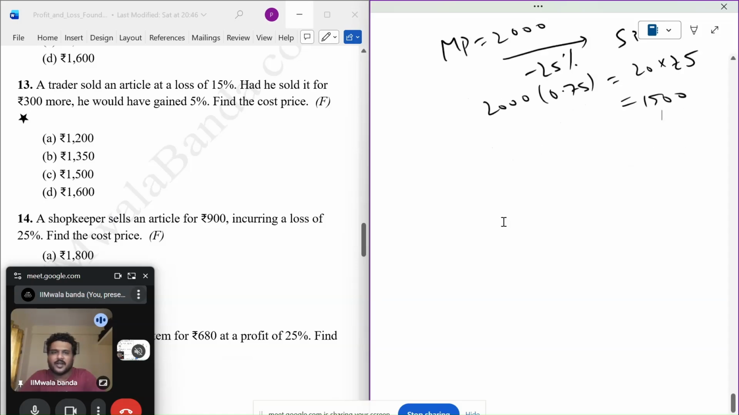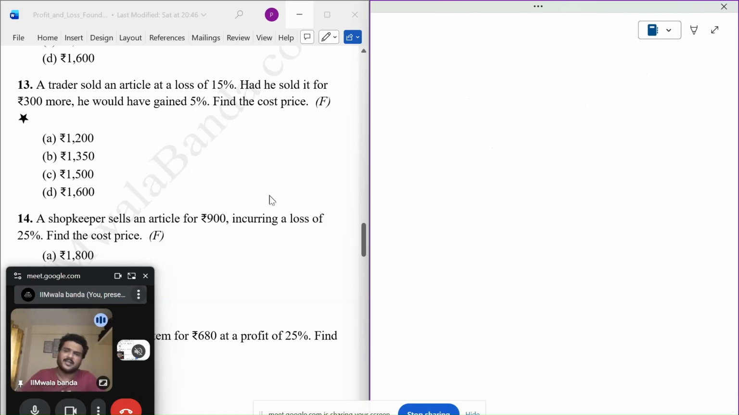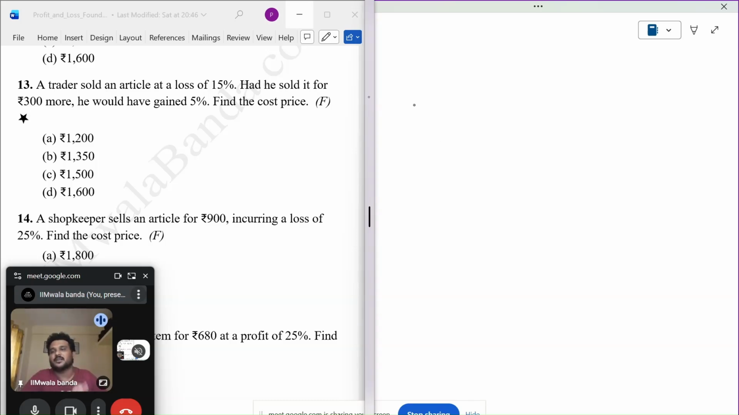A trader sold an article. I've marked stars on questions that are at least a level better than very basic questions. So if you don't have much time, at least browse through the star questions in fundamental level one.